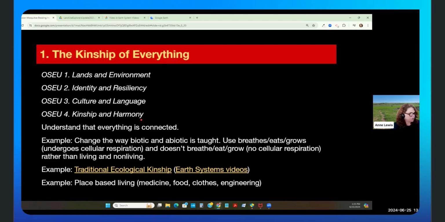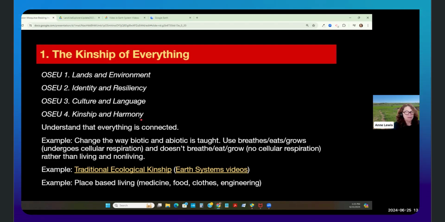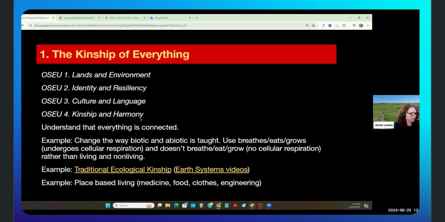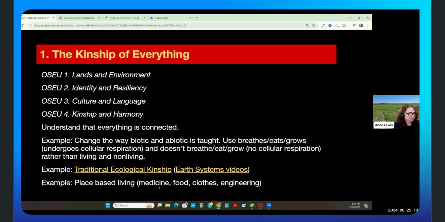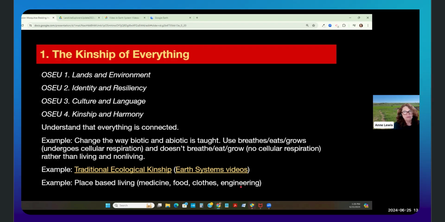And then also, of course, the kinship of everything is you can teach the place-based living, how our place gives us medicine, food, clothes, examples for engineering. And again, this engineering one comes from a material science activity on using the yucca plant for rope and fiber.